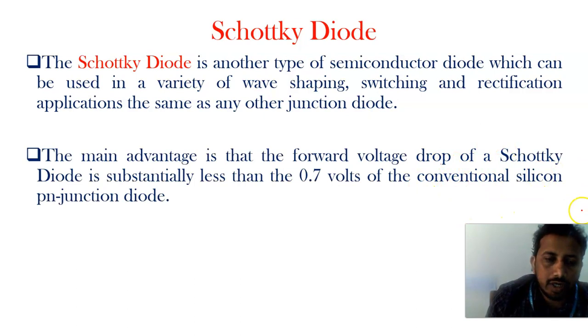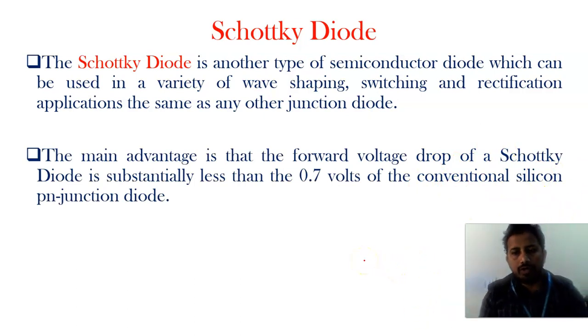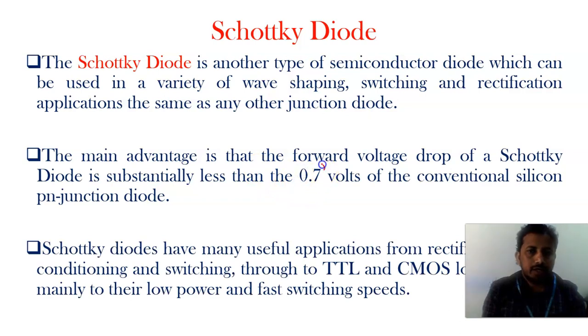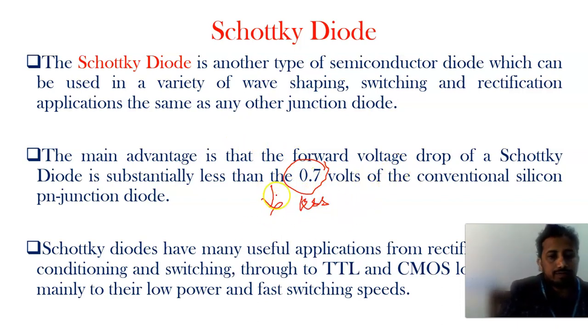Before going to the change in the construction of the diode, we'll look at the main advantage of this diode. Usually the cut-in voltage for a PN junction diode would be 0.7 volts. But when you go for a Schottky diode, it would be very much less than that of the PN junction diode. That is the major part.